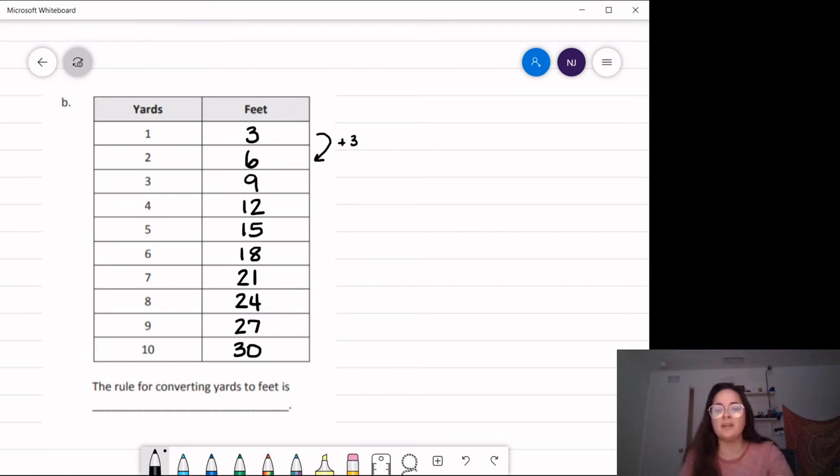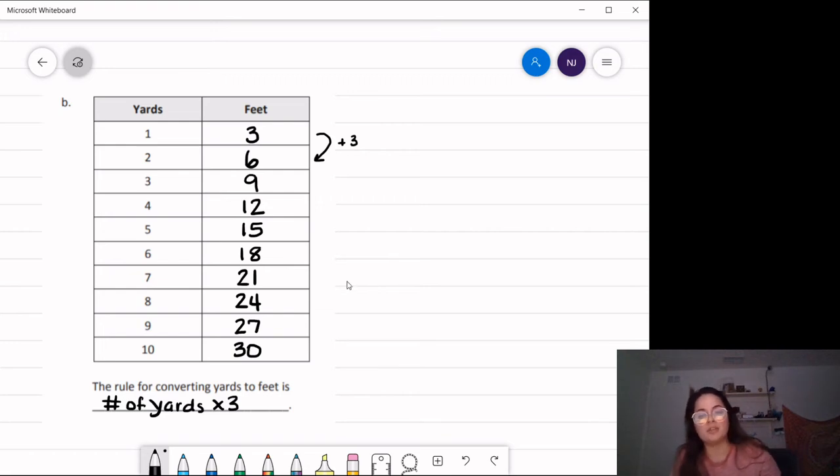Okay, so what was your strategy to fill out this chart? Think, what is the rule for converting yards to feet? Well, what we do is take the number of yards and multiply by 3, because 1 yard times 3 is 3, 2 yards times 3 is 6, 3 yards times 3 is 9, 4 yards times 3 is 12. So we take the number of yards and multiply it by 3.